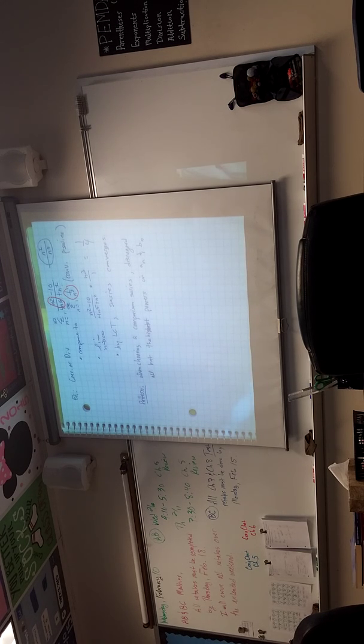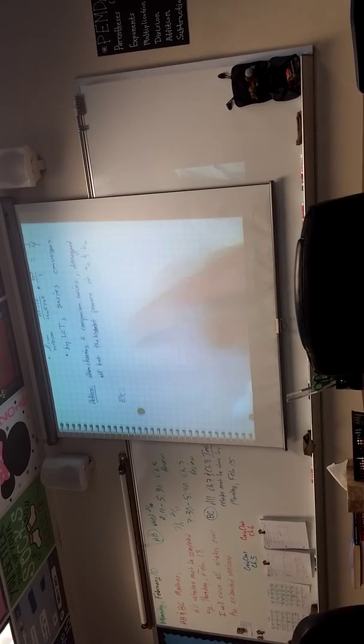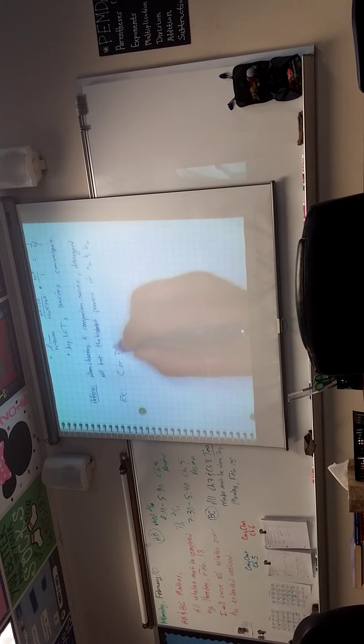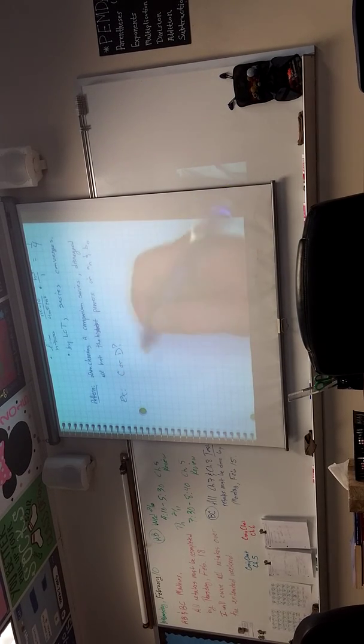All right? So I've got 2 more examples. Again, the question is converge or diverge. I'll give you this series: the sum from n equals 1 to infinity of the square root of n over n squared plus 1.